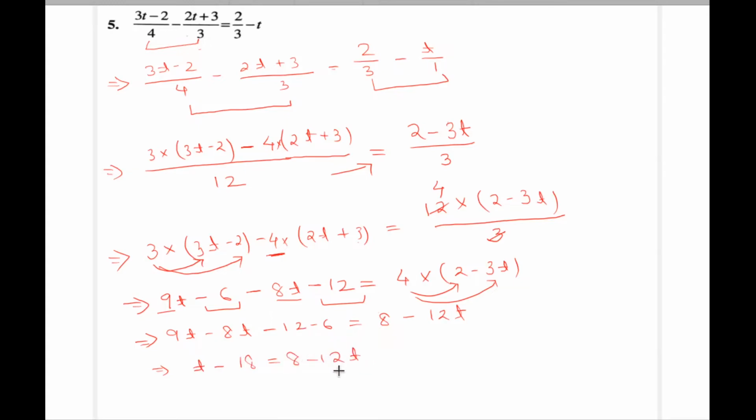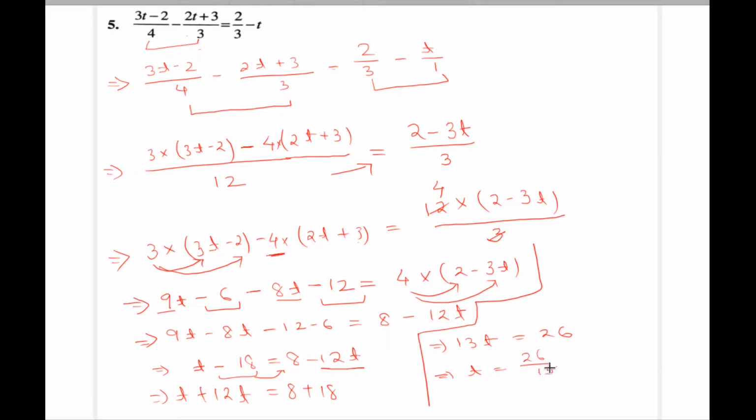Okay. Now see, we have to bring these variables together. So t plus 12t equals 8 plus 18. This minus 18, we have to bring it to the other side. So plus 18. So this implies 13t equals 26. So this implies t equals 26 by 13. If we cut it, we will get t equals 2. This is the value of the variable and the solution of this question.